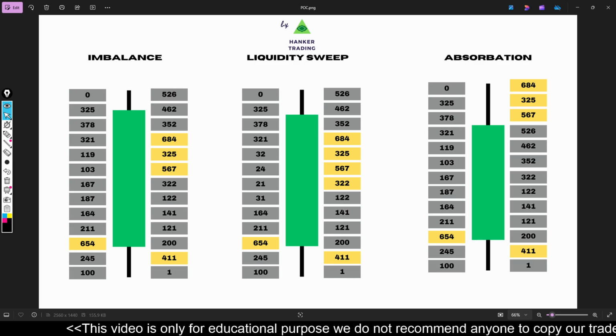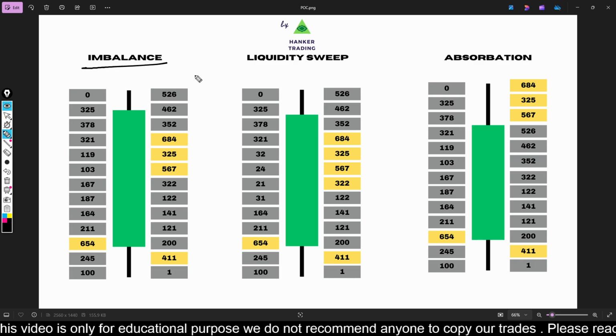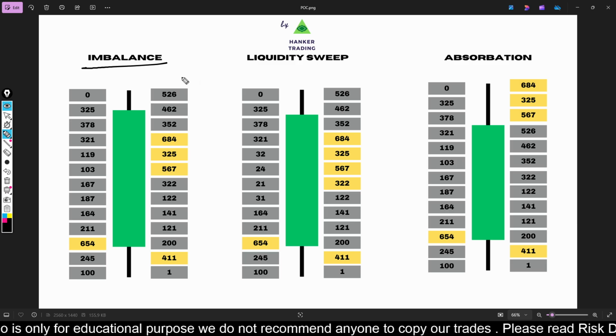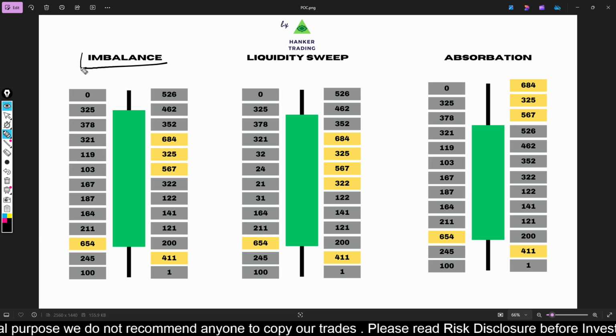So our first point is all about the imbalance, and what is the imbalance in terms of order flow, how it is creating and what exactly imbalance means and how we can use these things, right? So the first topic is all about the imbalance.